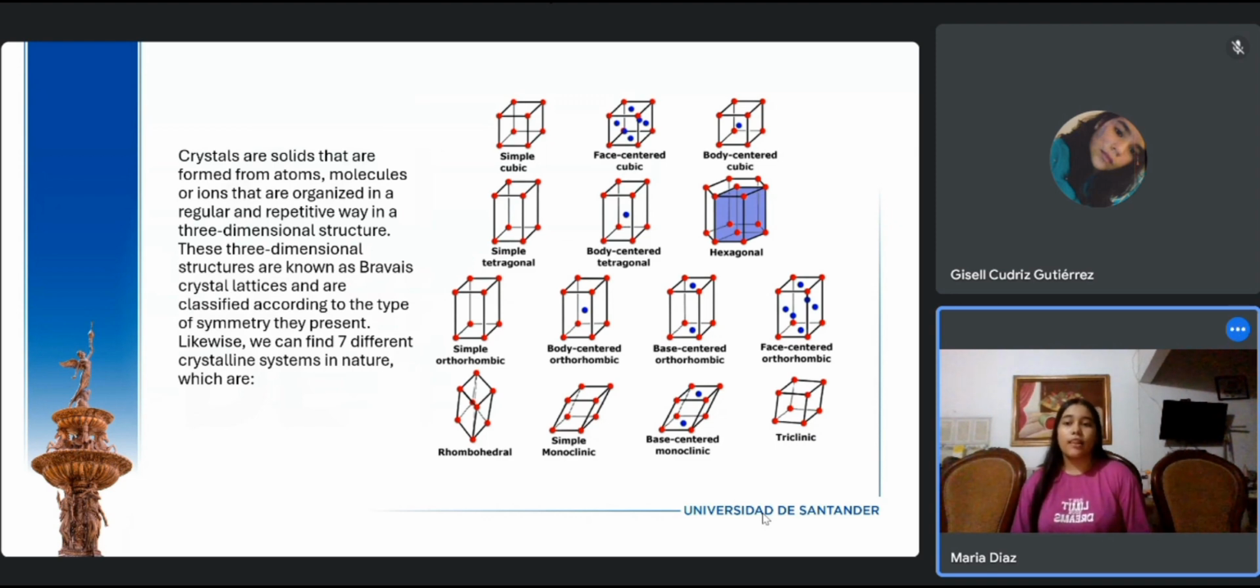symmetry they present. Likewise, we can find 7 different crystalline systems in nature, which are cubic, tetragonal, hexagonal, orthorhombic, rhombohedral, monoclinic, and triclinic, and 14 Bravais lattices: simple cubic, face centered cubic, body centered cubic, simple tetragonal, body centered tetragonal, hexagonal, simple orthorhombic, body centered orthorhombic, base centered orthorhombic, face centered orthorhombic, rhombohedral, simple monoclinic, base centered monoclinic, and triclinic.